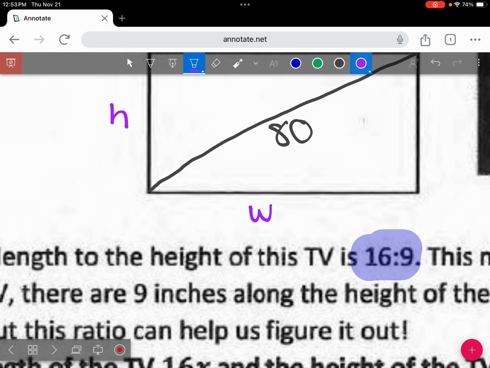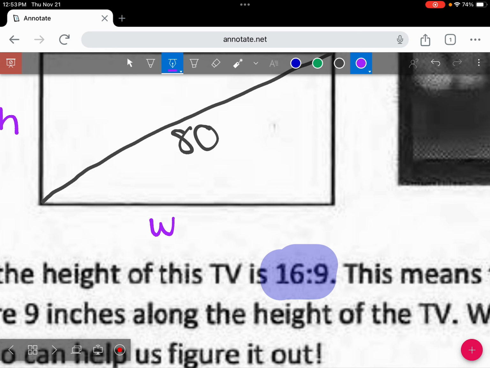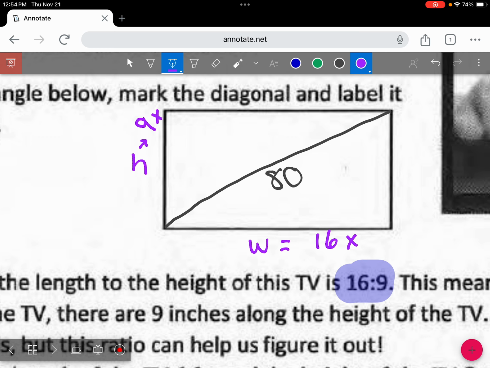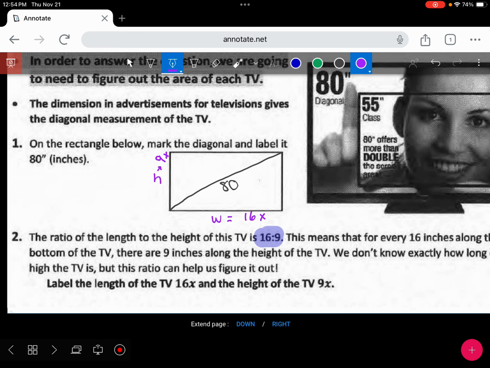So I know whatever this width is, it's going to be some multiple of 16. Because if I have 1 unit x, my width is going to be 16 times some number x. And my height, since I know it's 16 by 9, for every x that I have on the bottom, I'm going to have 9 on the height. It's using that aspect ratio. So my height is going to be 9x, and my width is going to be 16x.